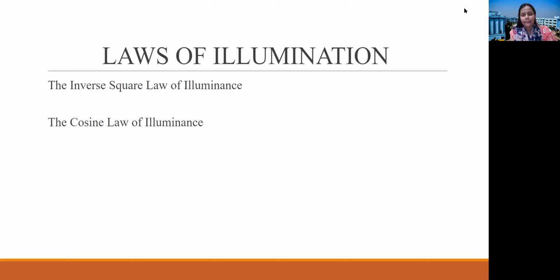Now, very important, this comes every year in your exam: laws of illumination. What are the laws of illumination? They tell how the amount of luminous intensity and luminous flux can be calculated when some amount of luminous flux falls on the ground or on any object from a particular source. The laws of illumination stand on two basic laws, the inverse square law and the cosine law.